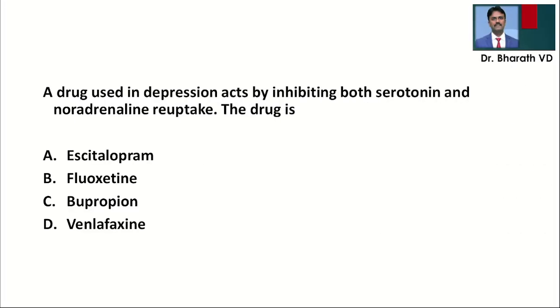Moving on to the next question. A drug is used in depression which acts by inhibiting both serotonin and norepinephrine reuptake. What is the drug? They are asking about an SNRI here. Escitalopram, anything having citalopram, is an SSRI. Anything having oxetine is also an SSRI.